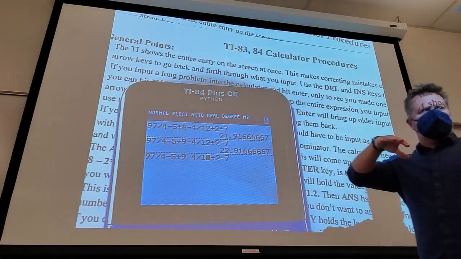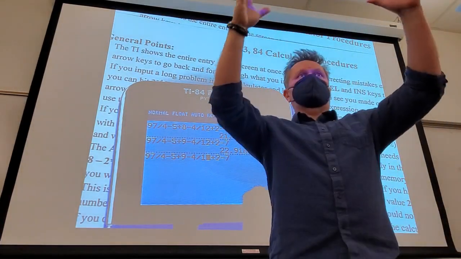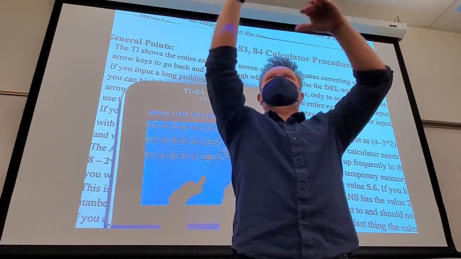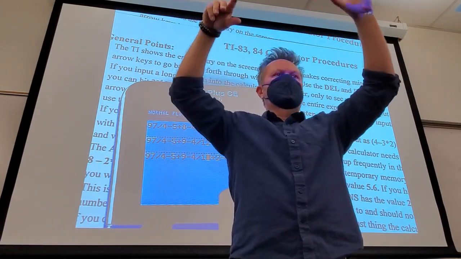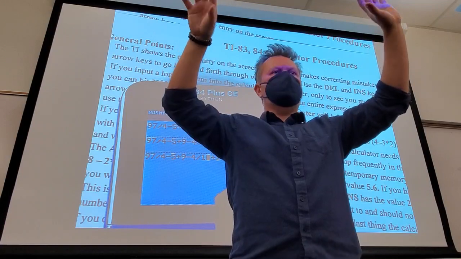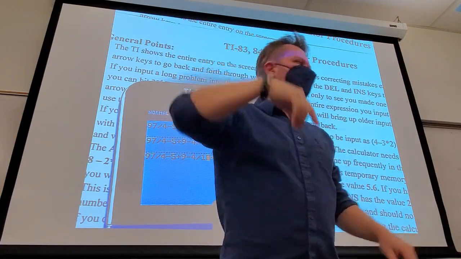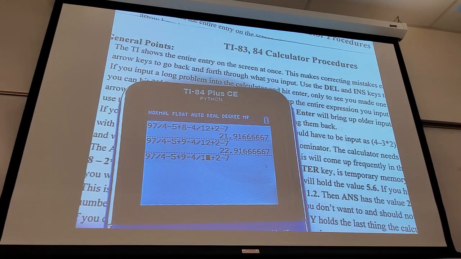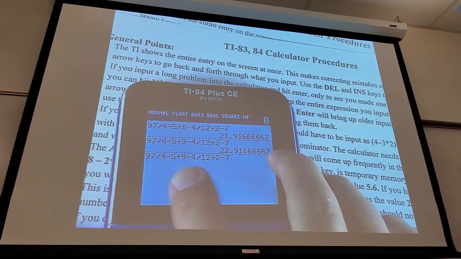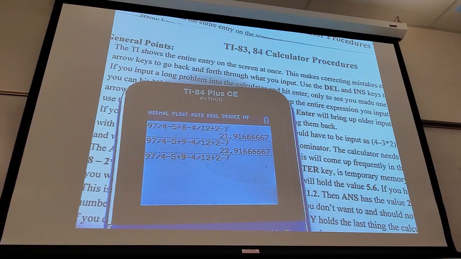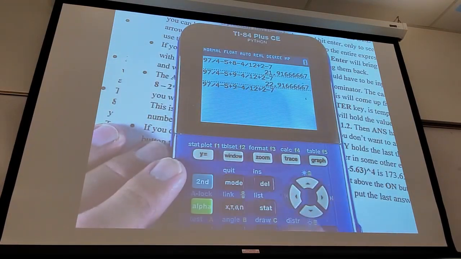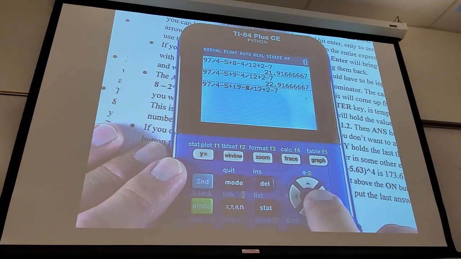In statistics, especially when you get further into the course, you're going to get bigger and bigger equations. So it's going to suck if you forgot a parenthesis. Thank God you don't have to type the whole thing over again. You can go back and edit. Let's say I was supposed to put a parenthesis around the 9 minus 4. So I can insert a parenthesis.